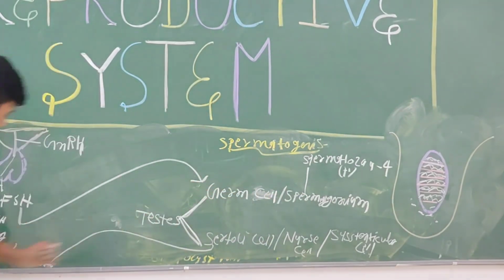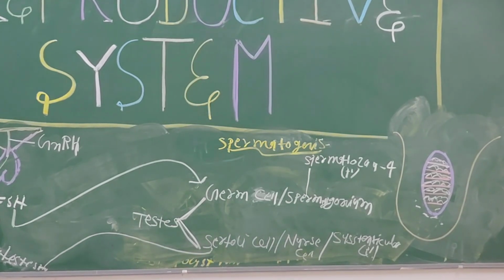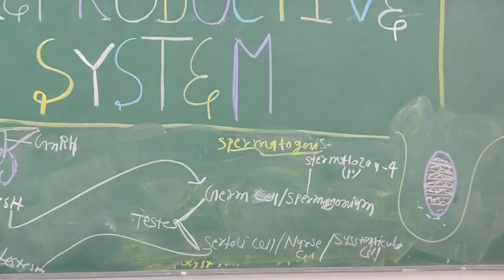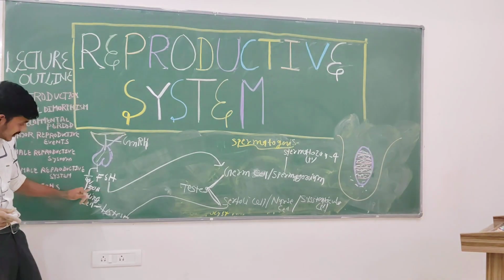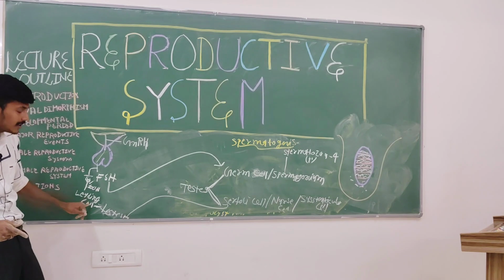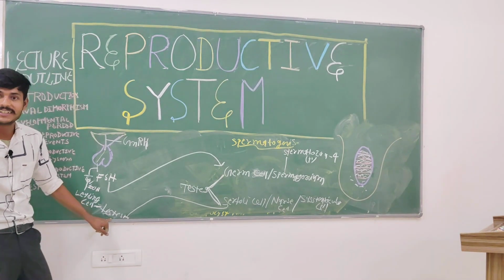Understanding? Now, this LH, in the case of male, is known as ICSH, interstitial cell stimulating hormone. This ICSH works on the Leydig cell, also known as the interstitial cell, to secrete testosterone.